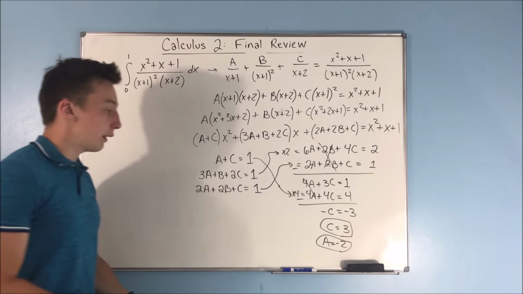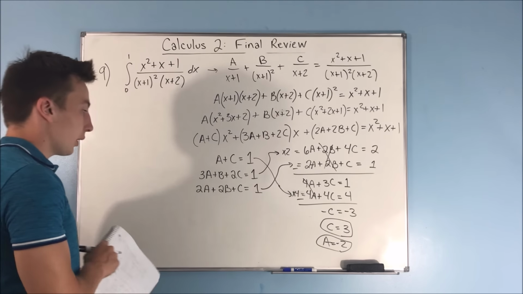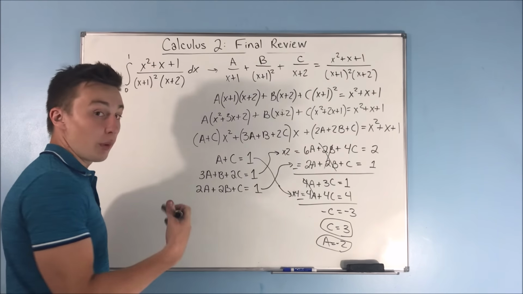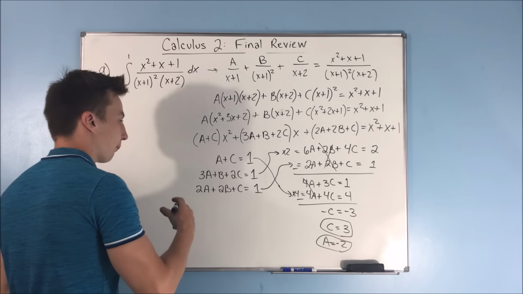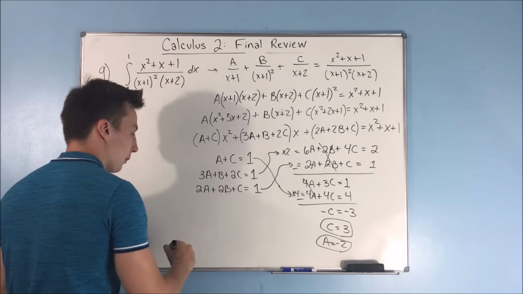If a equals negative 2 and c equals 3, then we can easily plug into one of these equations here to figure out what b will be. Okay, so let's do that. Let's plug into our bottom equation here.